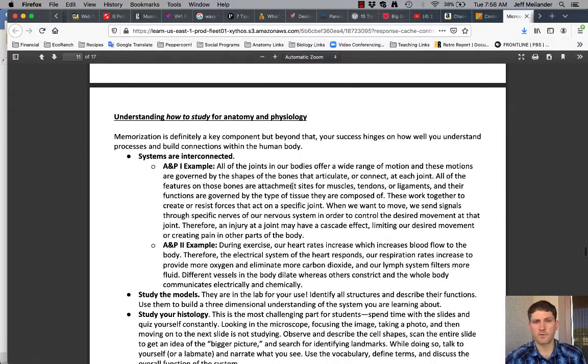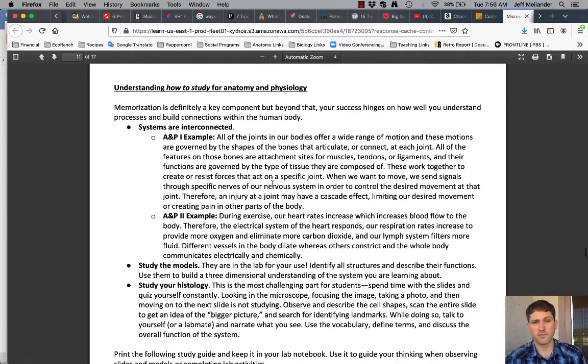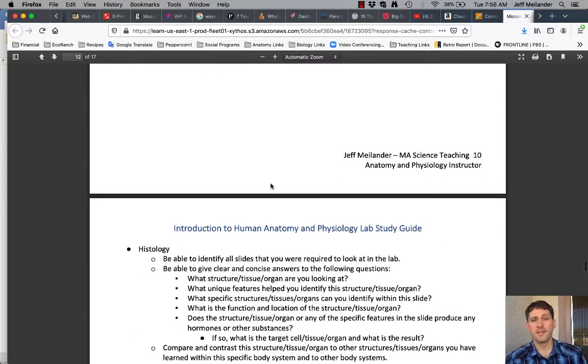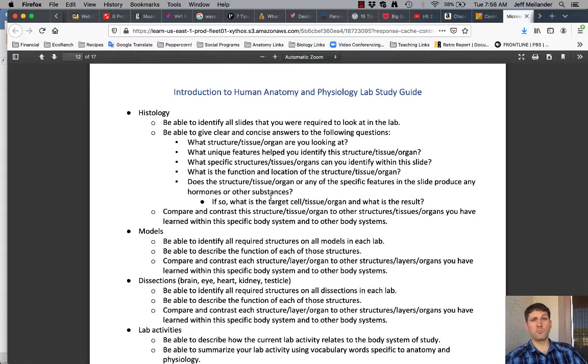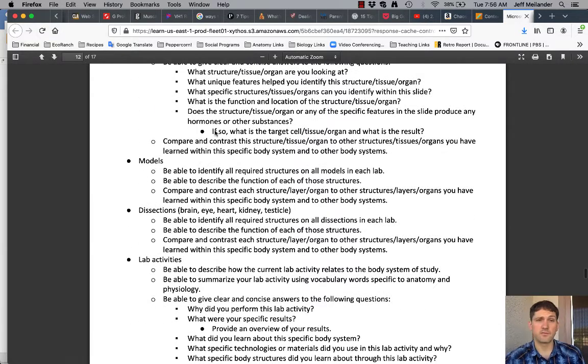So you can look over this. We have this online for the students so that they can reference it. And if they come into your class or they come into your office hours again, you can say, did you print out this lab study guide? Are you asking yourself these questions every time you look at a slide? Are you asking yourself these questions every time you look at a model? And these are the types of thinking that we want to model for our students, right?